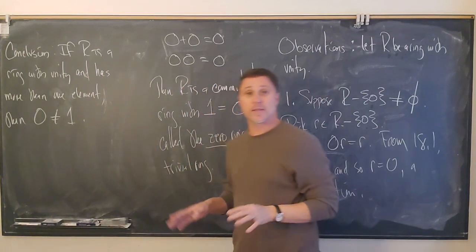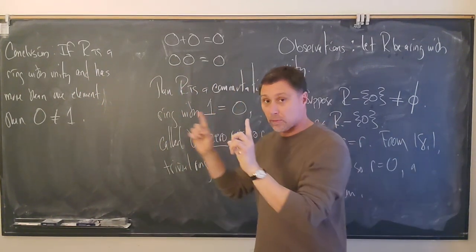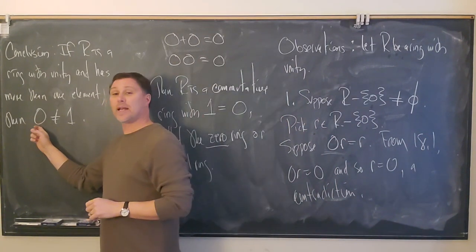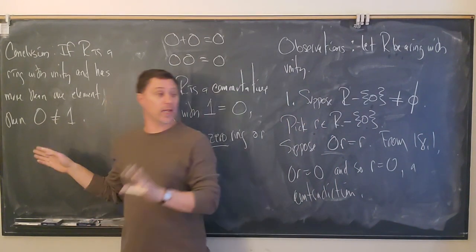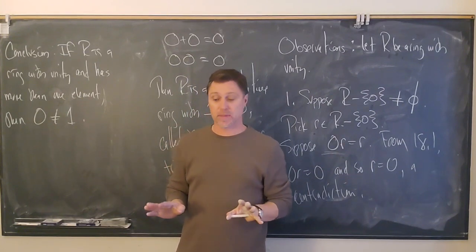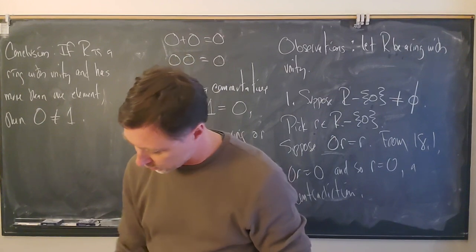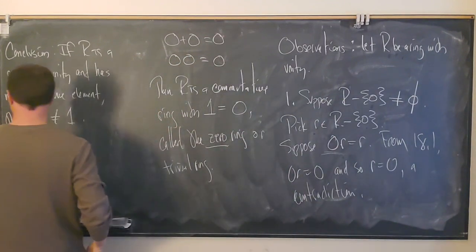Maybe that looks kind of silly, right? But remember, these are not numbers necessarily. What this is saying is the additive identity and the multiplicative identity are distinct elements. They can't be the same. And so there's the first of the observations.